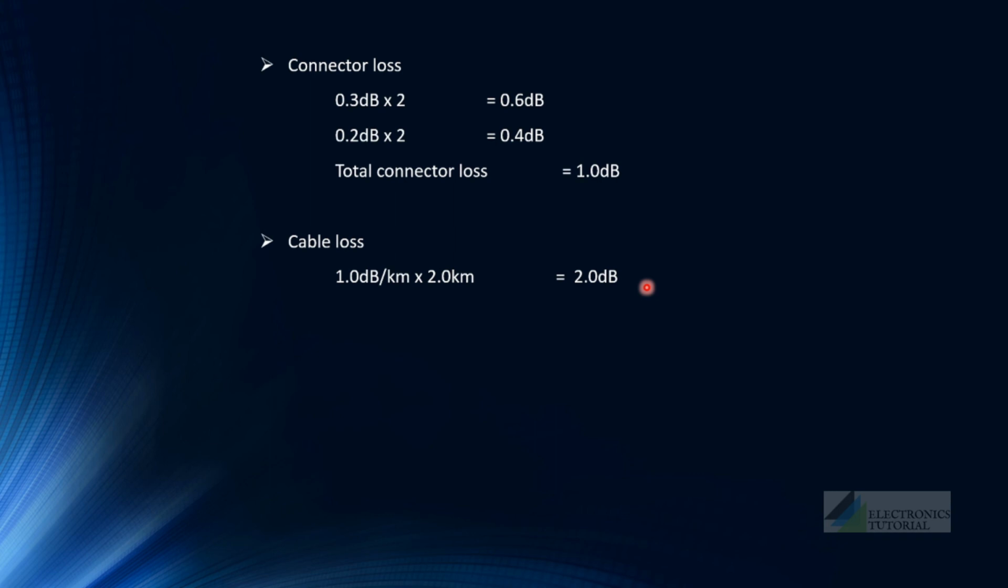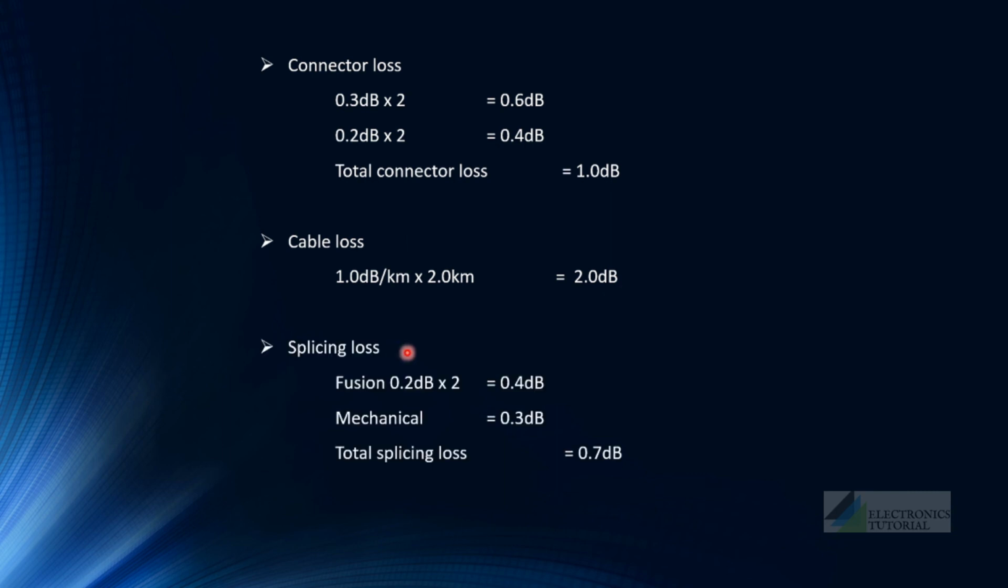Now we'll consider the cable loss. All the cables used here were having an attenuation of 1 dB per kilometer, and the total distance covered, including the distance of the patch cord cable, is 2 km, and it gives a loss level of 2 decibels. Now we can consider the splicing loss. There were two fusion splices, each having an attenuation of 0.2 dB, and there was also a mechanical splice having 0.3 dB, and the total splicing loss is 0.7 dB.